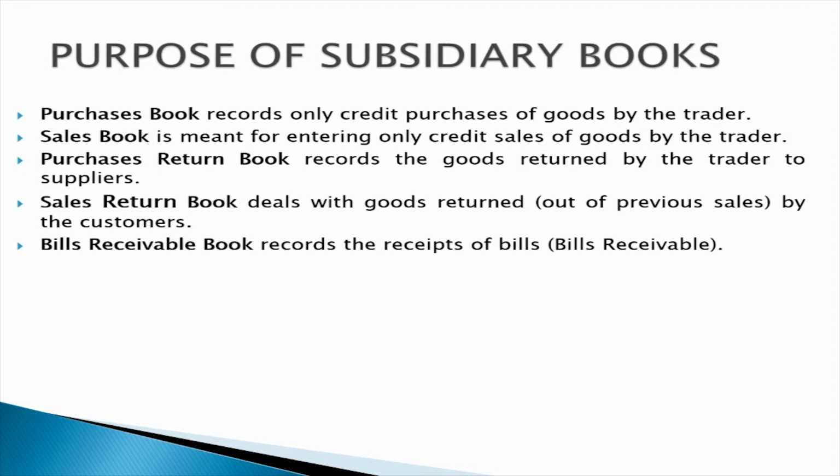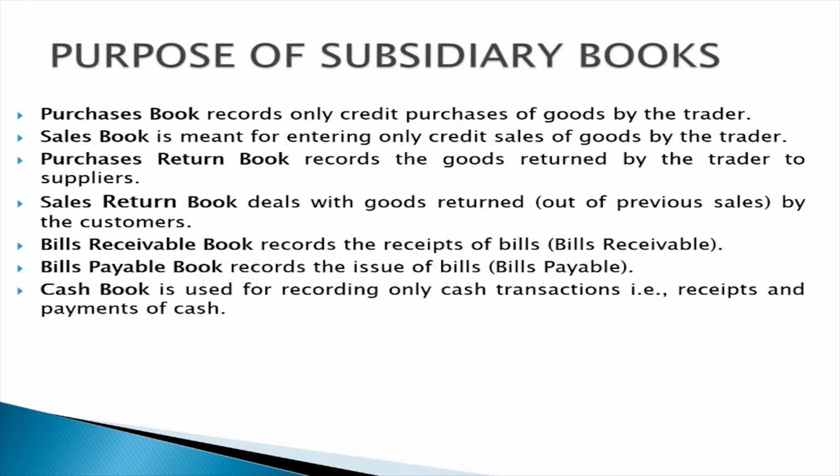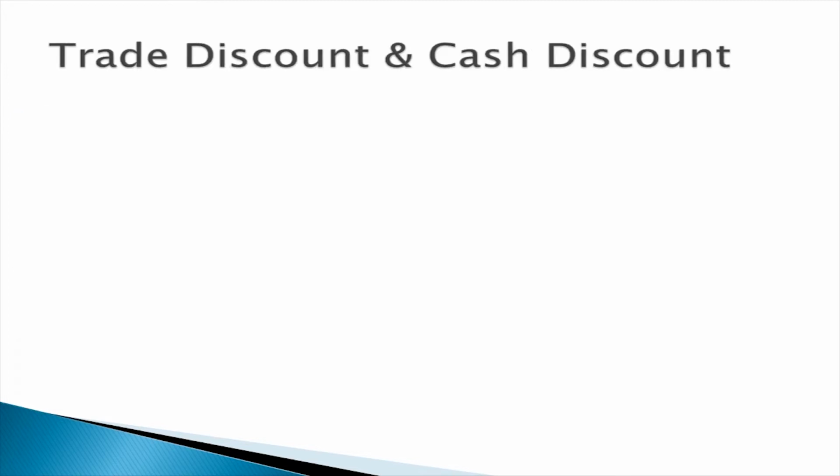Bills receivable book records the receipts of bills, that is, bills receivables. Bills payable book records the issue of bills, that is, bills payable. Cash book is used for recording only cash transactions, that is, receipt and payments of cash. And the last one is journal proper. Journal proper is the journal which records the entries which cannot be entered in any of the above listed subsidiary books. Let's discuss something about trade discount and cash discount.